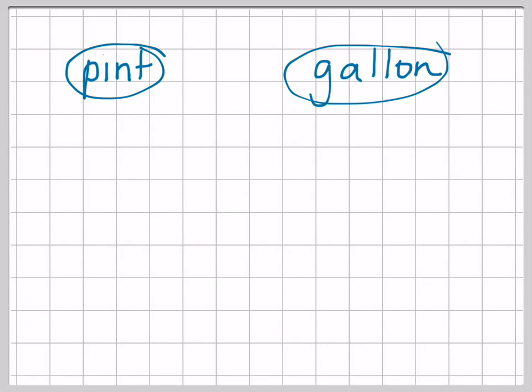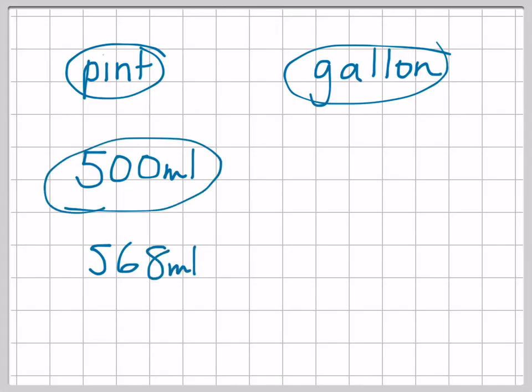Lastly, we've got capacity, which we're used to using litres and millilitres in. A pint is approximately 500 millilitres. In actual fact, it's more than that. It's 560, I think it's 567 or 568 millilitres. But 500 is a good conversion unit because it's easy to find multiples of 500.